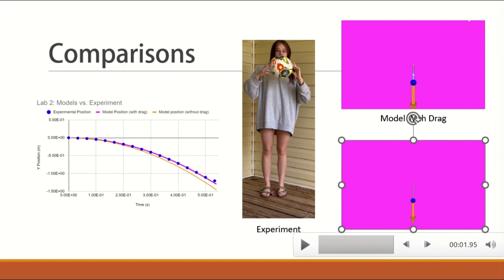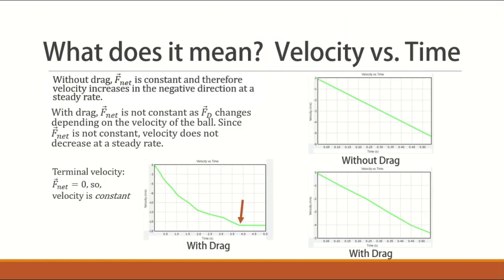Based on Newton's second law, since F net is a constant force, change of velocity is constant, but when you add drag into the equation, F net is no longer constant since drag force depends on the instantaneous velocity of the ball. What does it mean? Velocity versus time.